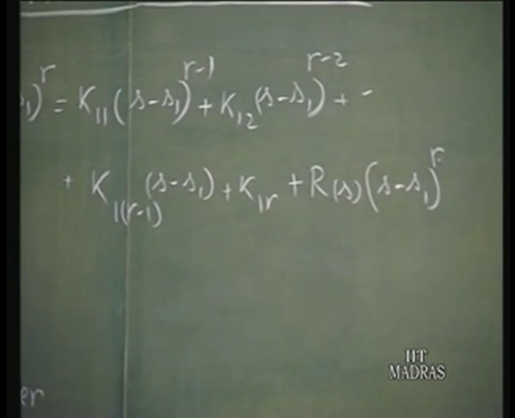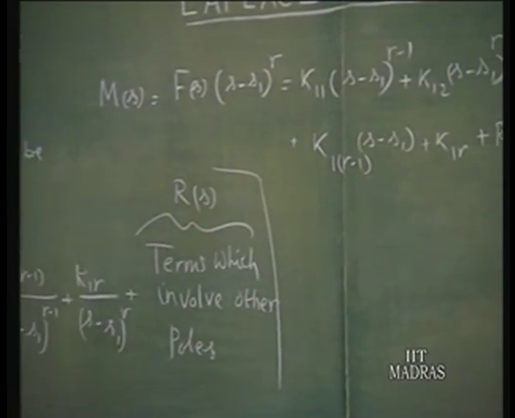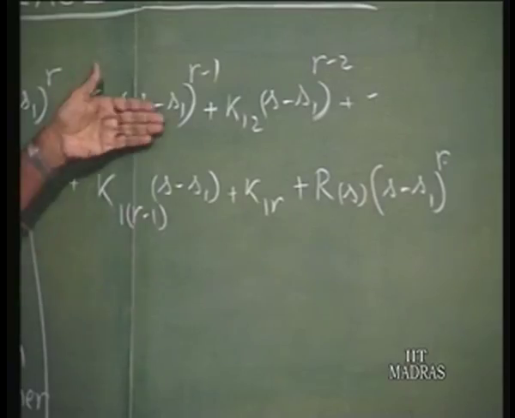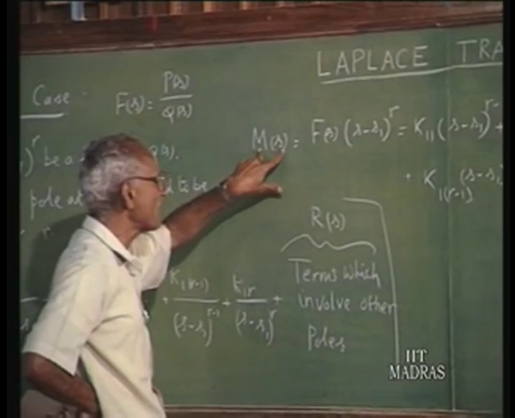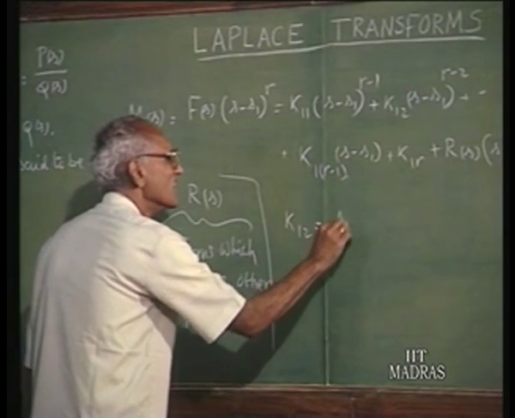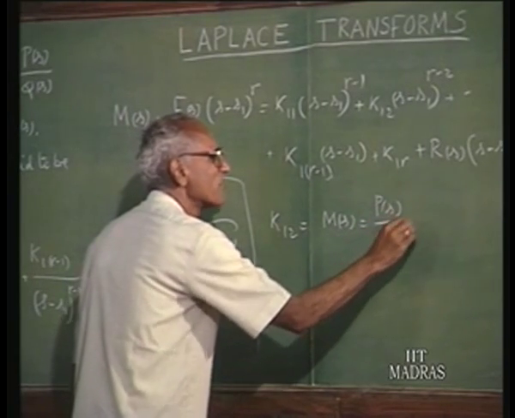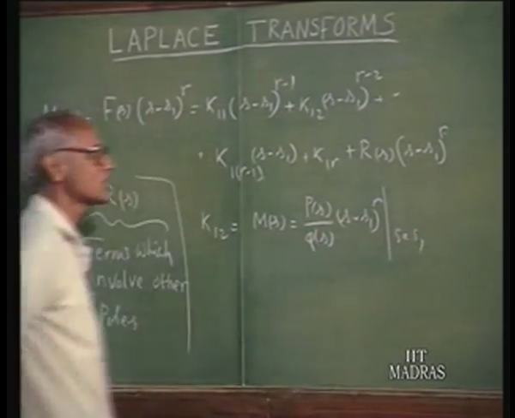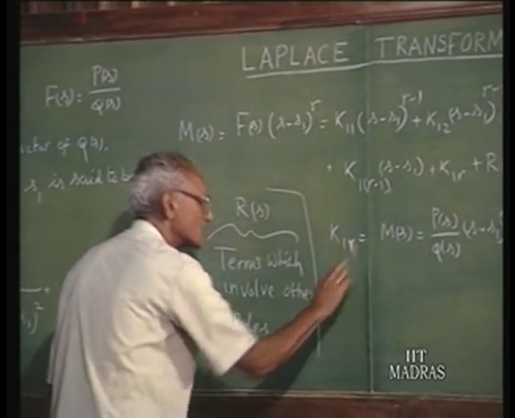So every one of these terms is multiplied by (s minus s1) raised to the power of r, and this is what the result is. Now it's easy to see that k1r is simply found by substituting s equals s1 in this expression, because every term vanishes except this one when you substitute s equals s1. So when you substitute s equals s1 in M(s), k1r falls out. So k1r equals M(s), which is really P(s) over Q(s) multiplied by (s minus s1) raised to the power of r, with the substitution s equal to s1. That is quite straightforward. That is k1r.